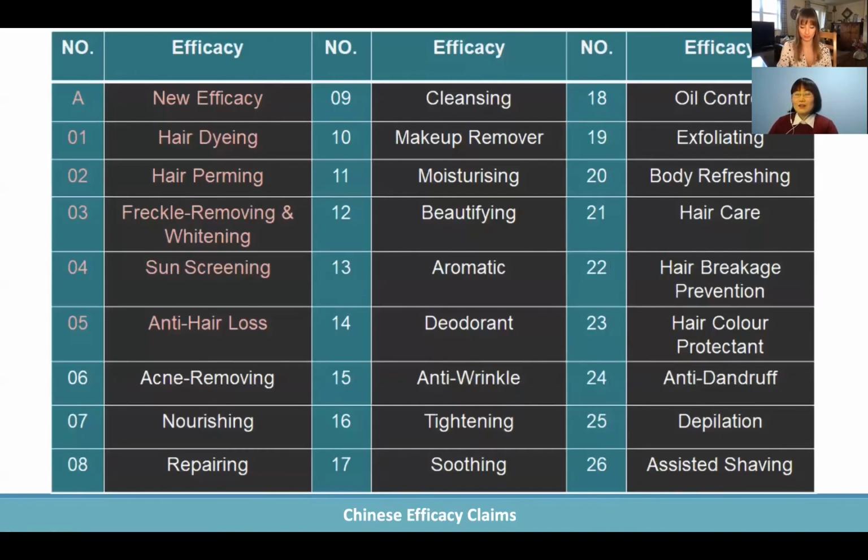Yes, this is the defined efficacy list. It defines 26 existing efficacies plus 1, plus the first one, A, classification for new efficacies in the Chinese regulation, rules on cosmetic classification and categorization. So if your product claim falls under the first 5 plus 8 types of efficacy, it is classified as a special cosmetic. Otherwise, your product will be classified as a general cosmetic, which means you can avoid animal testing. That's important to know.